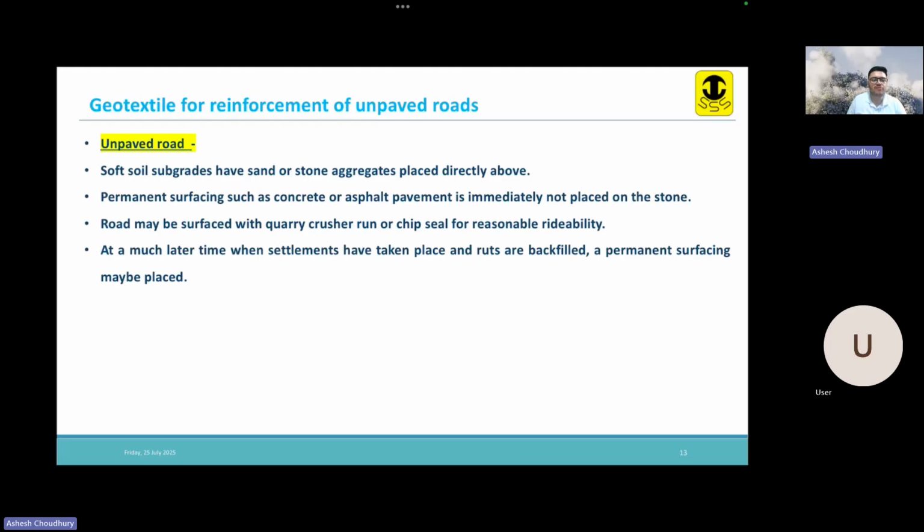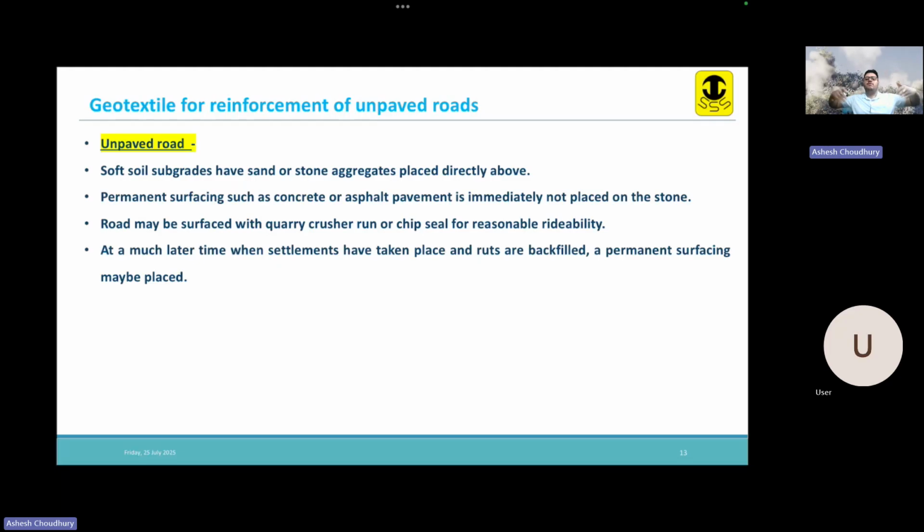So what are unpaved roads? Unpaved roads mean soft soil subgrades having sand or stone aggregates placed directly above. Directly above what? Directly above the subgrade. Directly above a subgrade we put sand or stone aggregates. Permanent surfacing such as concrete or asphalt pavement is not immediately placed on the stone.